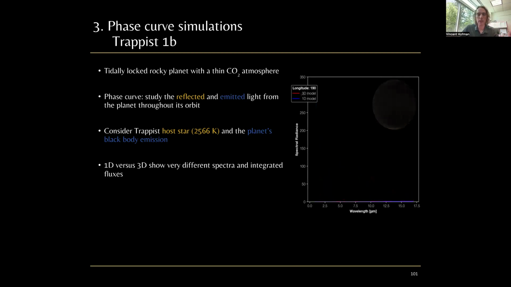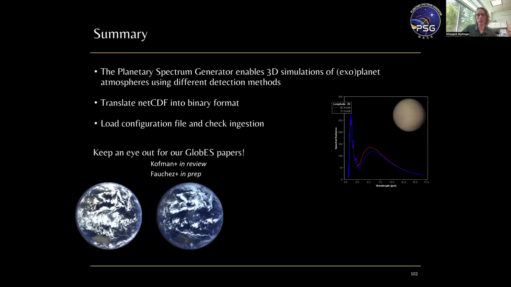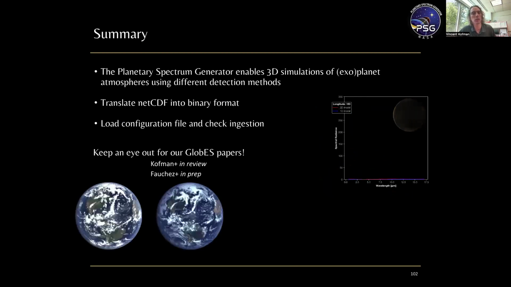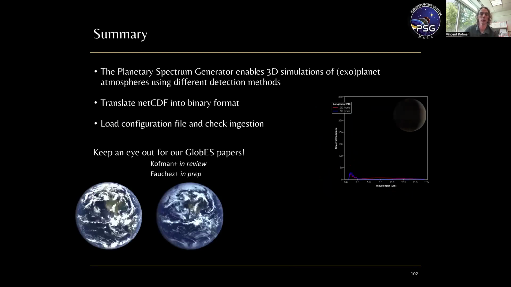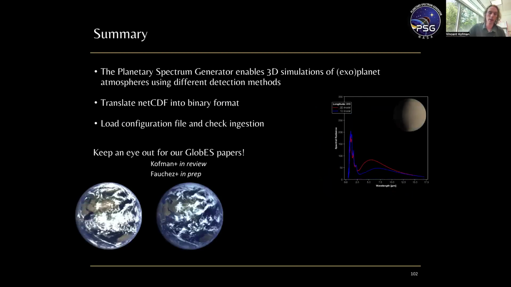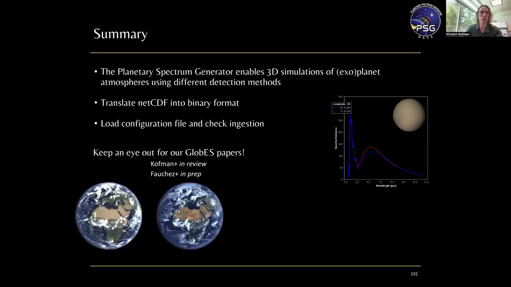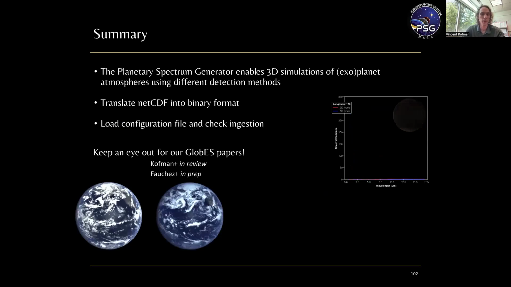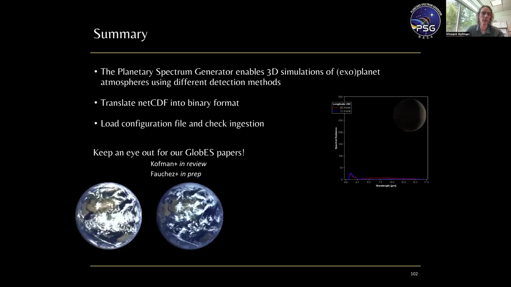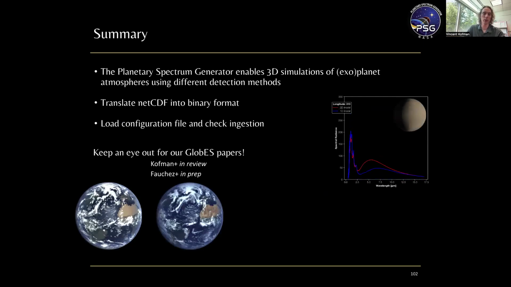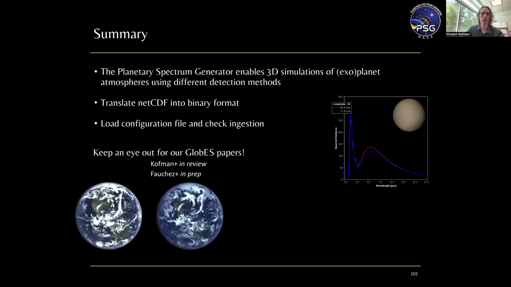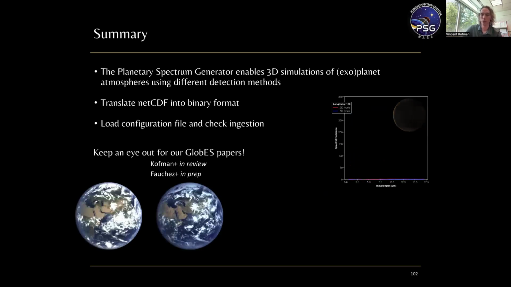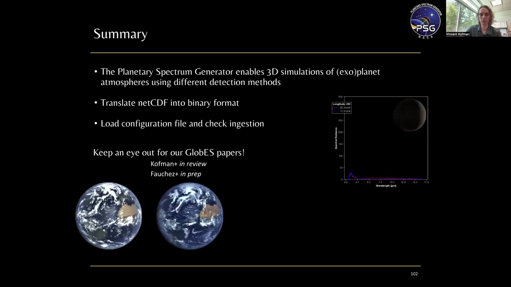On the last slide, I have a quick summary here. We demonstrated that PSG can now do 3D simulations using GCM models, including ROCKE. We went a little bit over how to translate the netCDFs into binary format, which, in 5 minutes, is brief, but the basics are there, I guess. And then I want to hammer down: load the configuration file and make sure that PSG interprets what you're putting in correctly. And keep an eye out for the papers that are coming out here. Thank you.